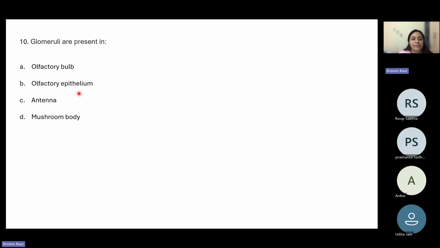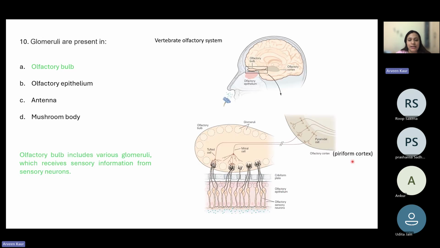in the olfactory epithelium, in the antenna, or the mushroom body. So which of these regions actually contains the glomeruli, which is a tuft of neurons, basically like postsynaptic ends of some neurons and presynaptic ends of the other neurons, that come together and are taking the olfactory stimulus to the other higher order neurons, right? So these glomeruli are actually present in the olfactory bulb themselves, right?